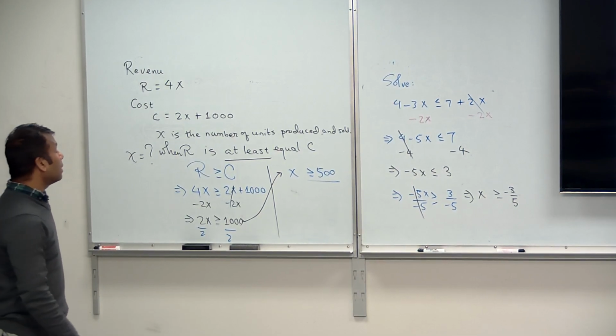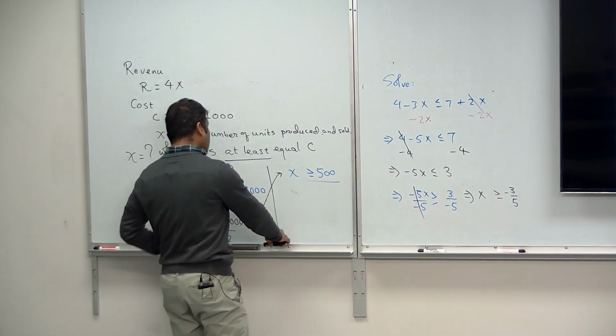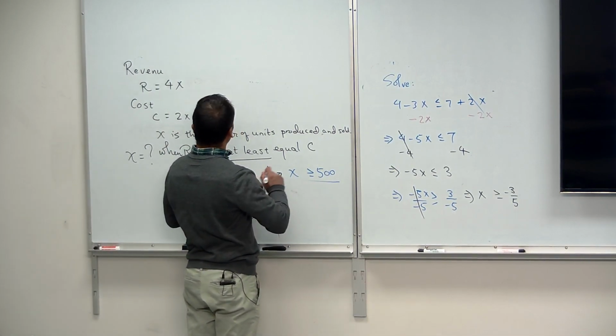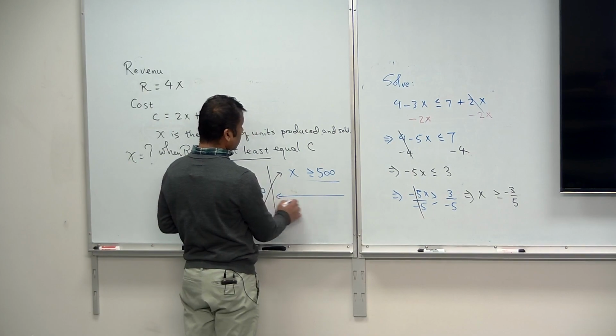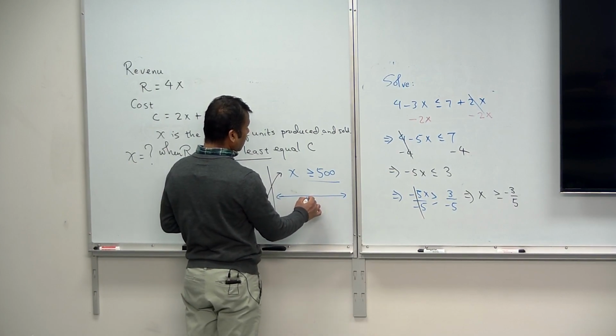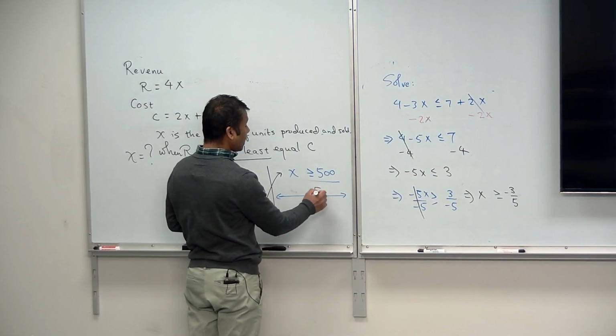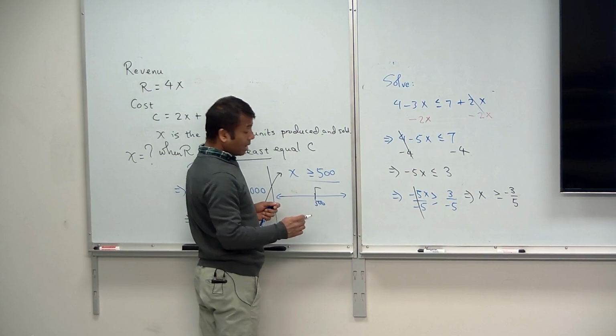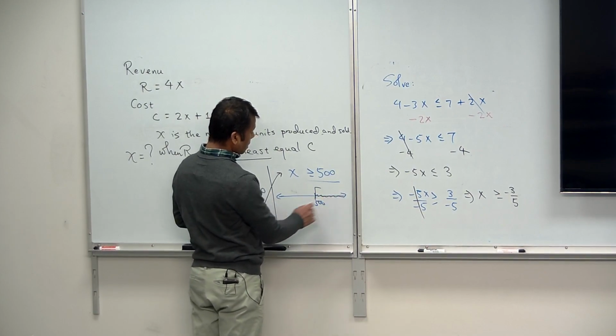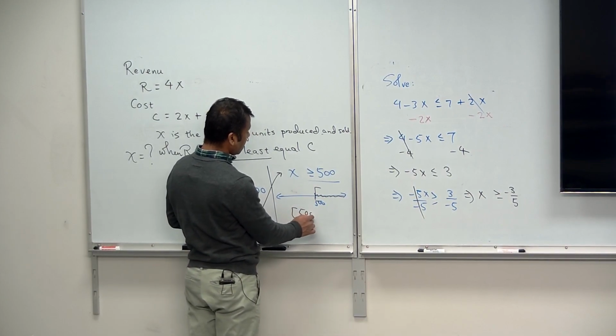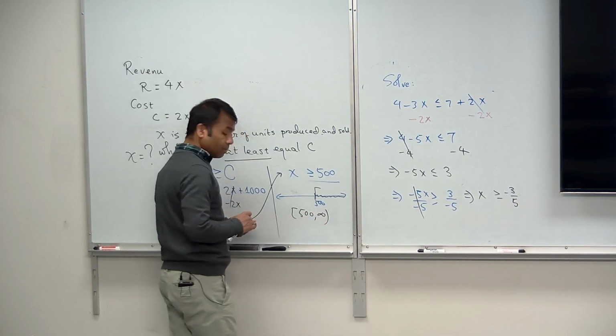And then the interval notation for this one is, you see, you have a number line, and let's say you have 500 here. x is greater than or equal to 500, so you put the bracket here, is that right? And this region is 500 all the way up to positive infinity.